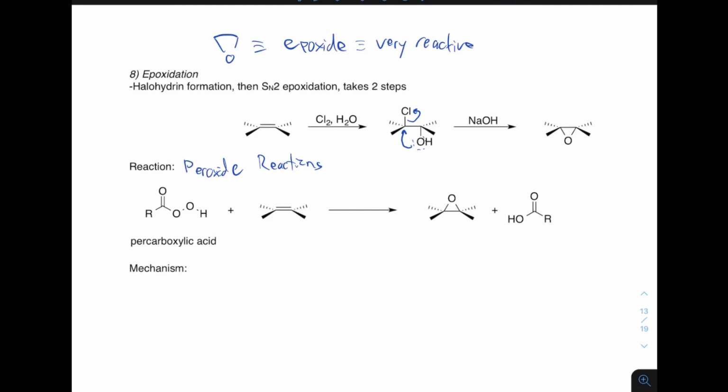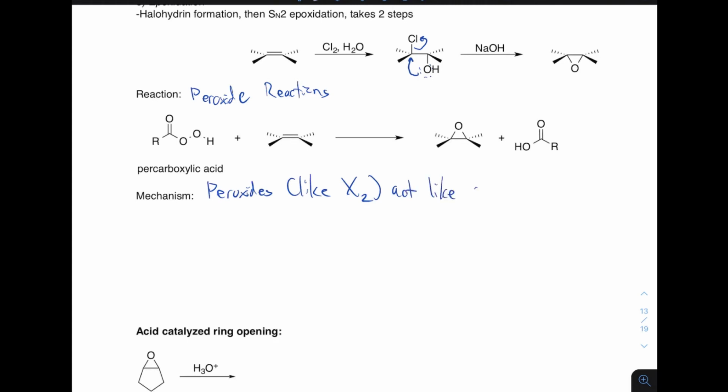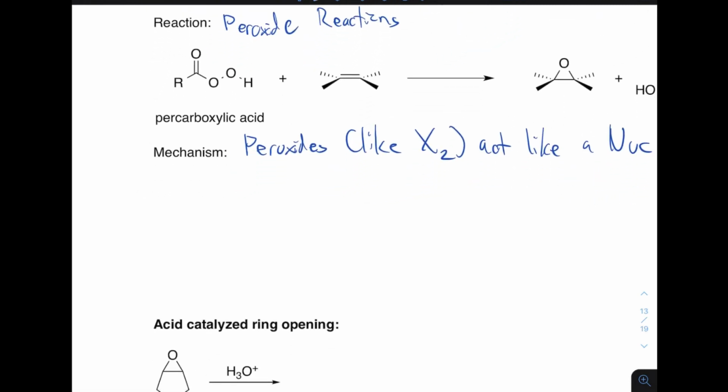The mechanism for this is pretty interesting. Again, it'll be one of those mechanisms you don't need to know, but essentially, peroxides, like we've seen with Br2 and Cl2, can act like a nucleophile and electrophile, right? It'll both attack and get attacked throughout the course of the mechanism. So let's take a look at what that mechanism would look like.